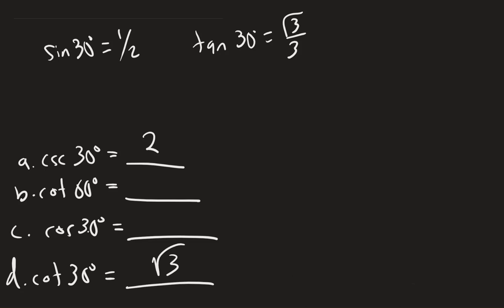Cosine of 30, well, that's as straightforward as you can get on the unit circle. At 30 degrees, that is the big X value, so positive square root of 3 over 2. And then the cotangent of 60, you could figure out the tangent of 60 and then do reciprocal. So that would be okay.